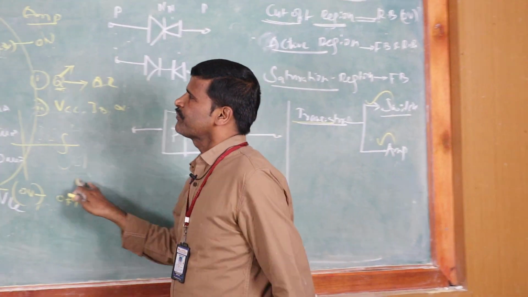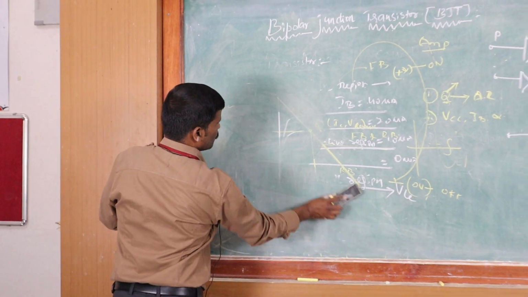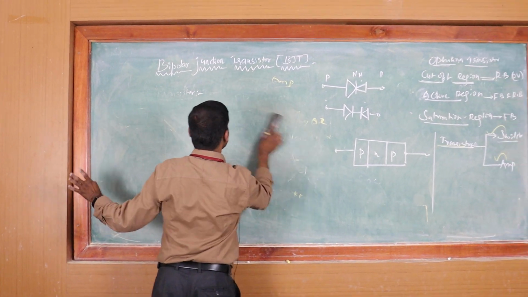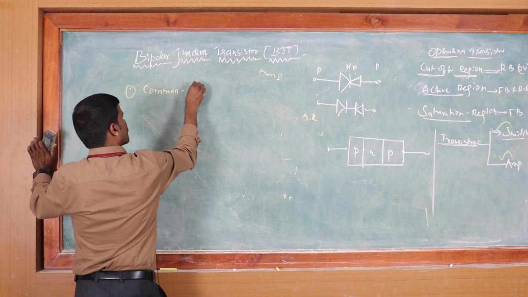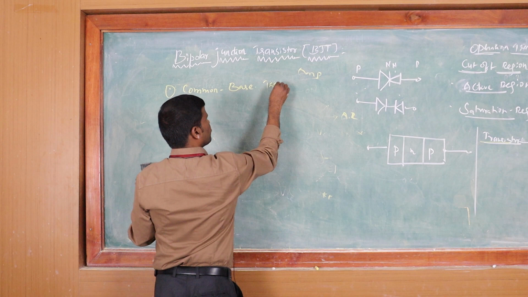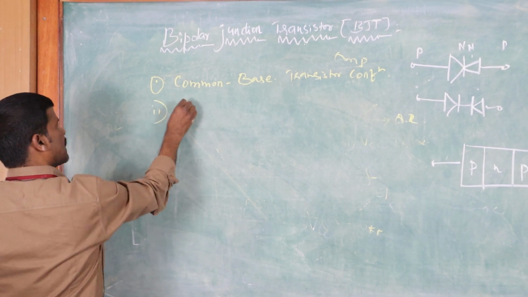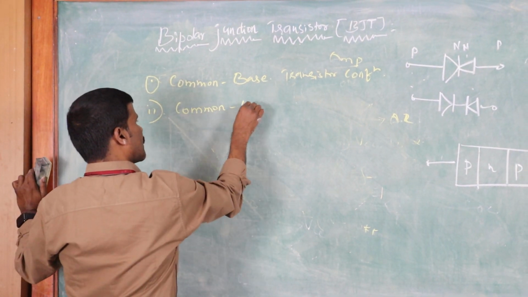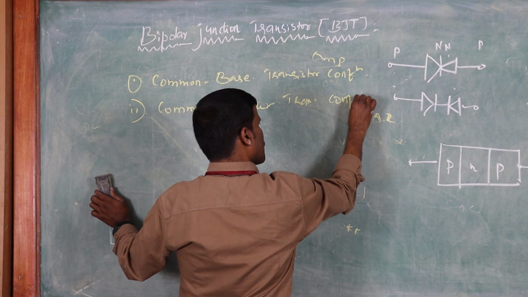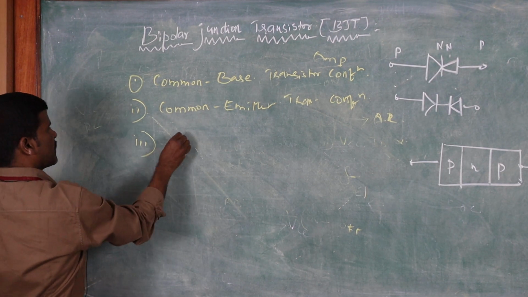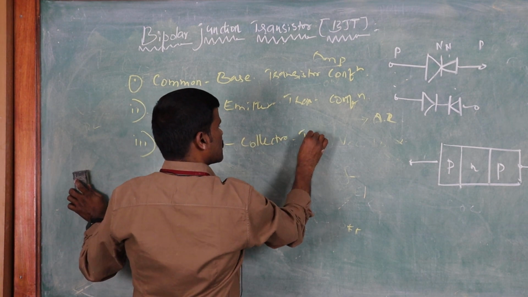Now based on this transistor, there are three types of configurations. What are the three types of transistor configurations? Common base transistor configuration, common emitter transistor configuration, and common collector transistor configuration.